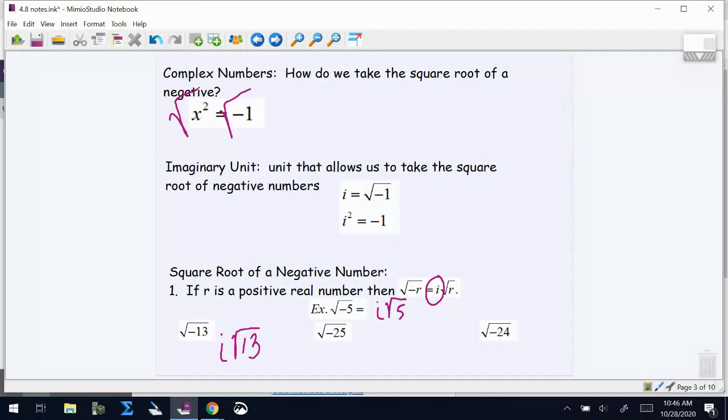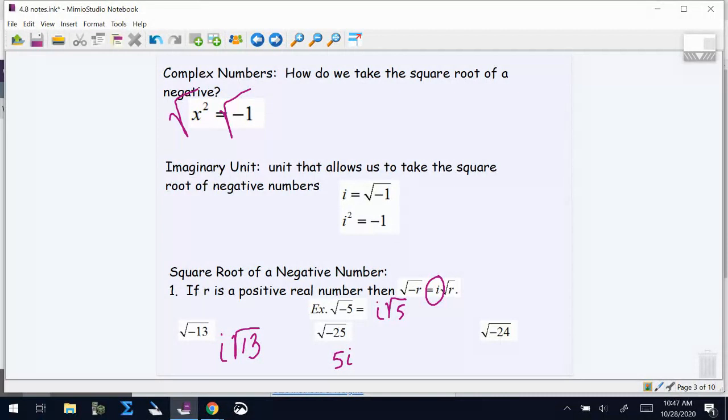If the number under the radical is not only negative, but it also happens to be a perfect square, like the square root of negative 25, well, we know the square root of 25 is 5, but then we put an i there, again, to indicate that it started out as a negative value under the radical.